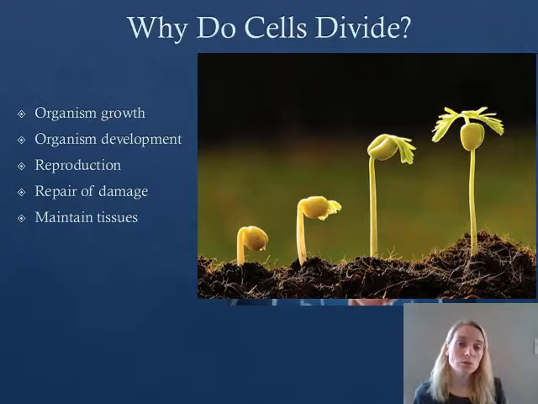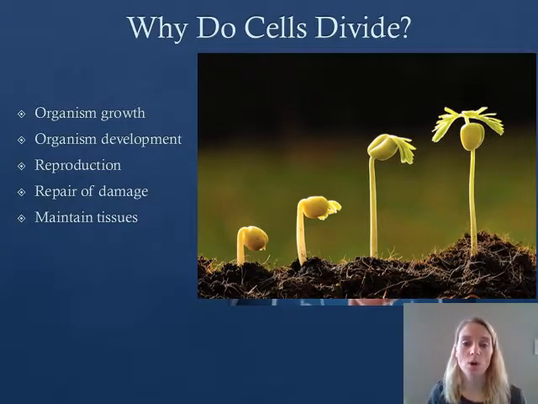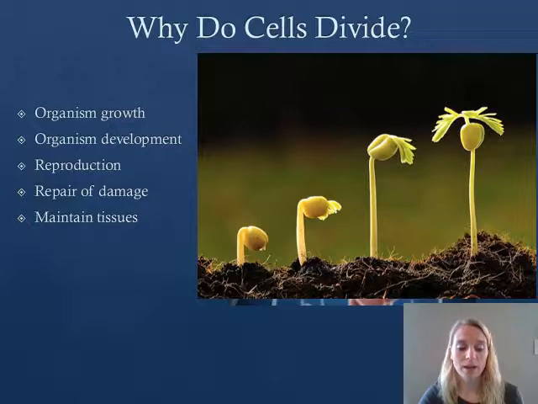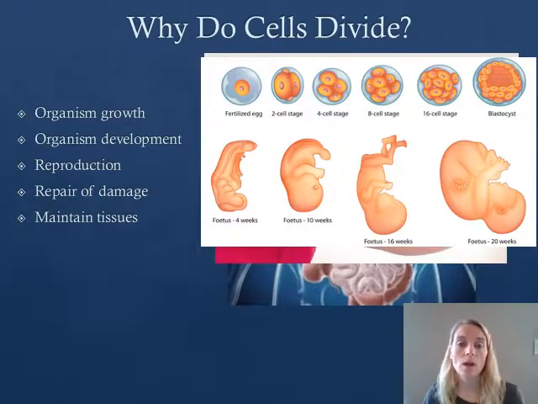Okay, so why do cells divide? There's lots of different reasons why cells might need to go through this process of mitosis. So I have a list here and I'm going to give you some picture examples. We have organism growth. Here you plant a seed, the seed sprouts and it grows into a plant. So organisms use mitosis to make more of these cells to grow in size. Mitosis is used for development, and a lot of the time growth and development go really closely together.